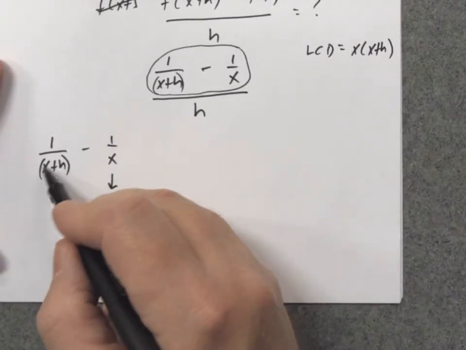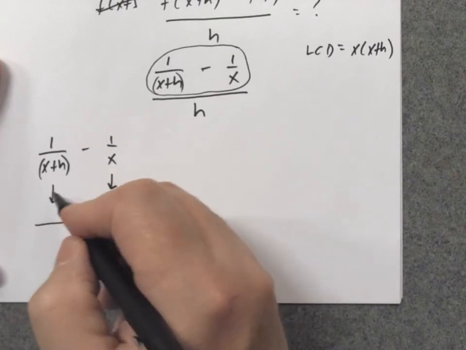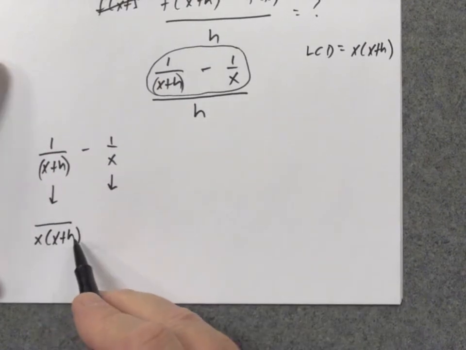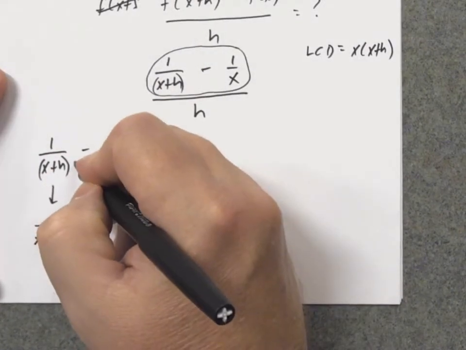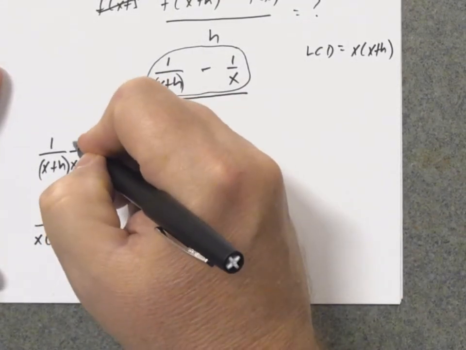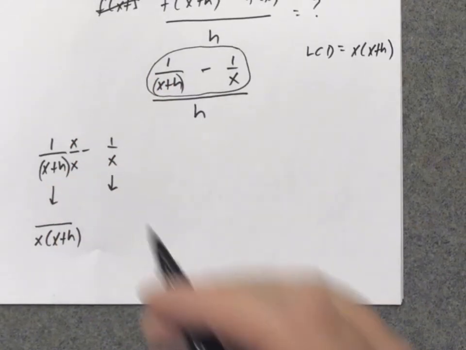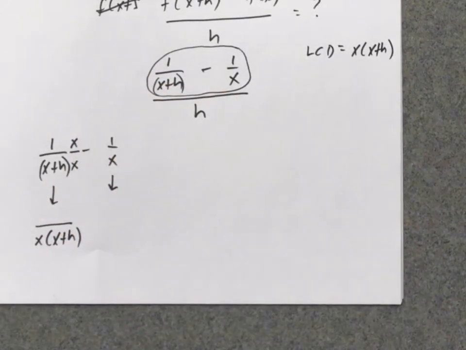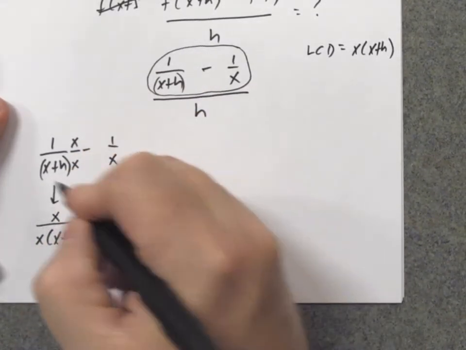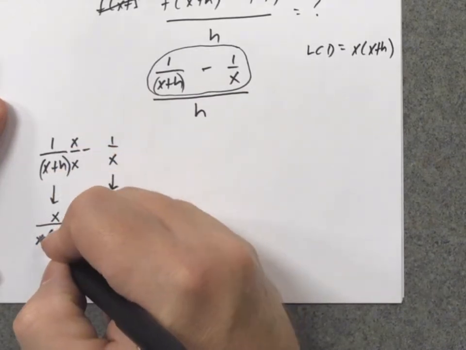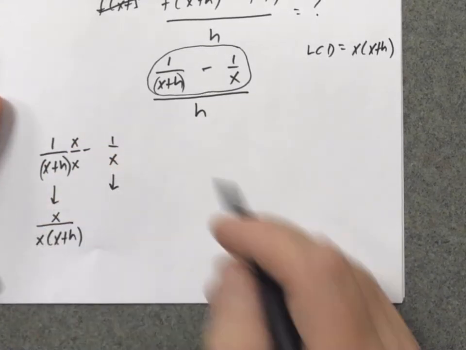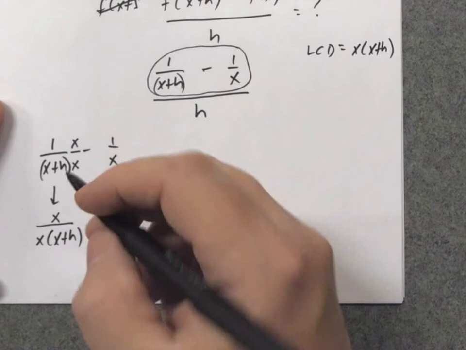So this first one, currently I have x plus h. I need to make this denominator x times x plus h. So I need to multiply the bottom times x, but if I multiply the bottom times x, I also have to multiply the top times x, because x over x equals 1. So I'm not really changing the value of this fraction. So when I do this, 1 over x plus h becomes x over x times x plus h. So now I've rewritten this fraction to have the common denominator.